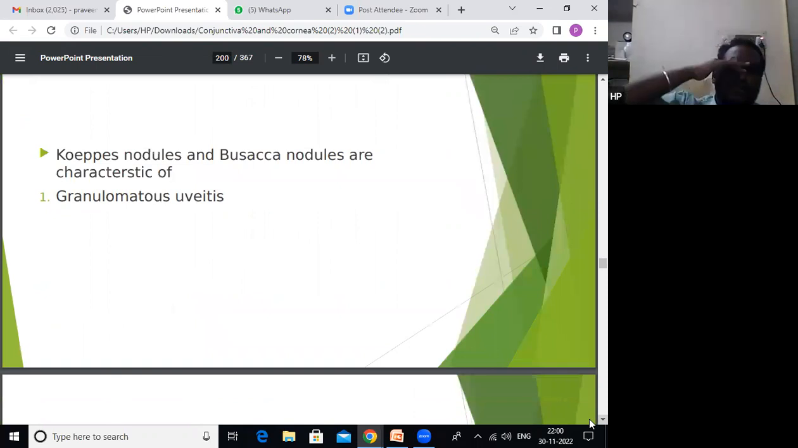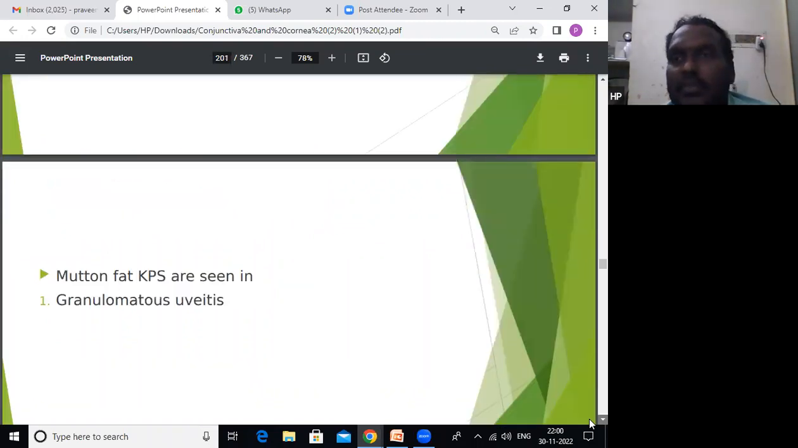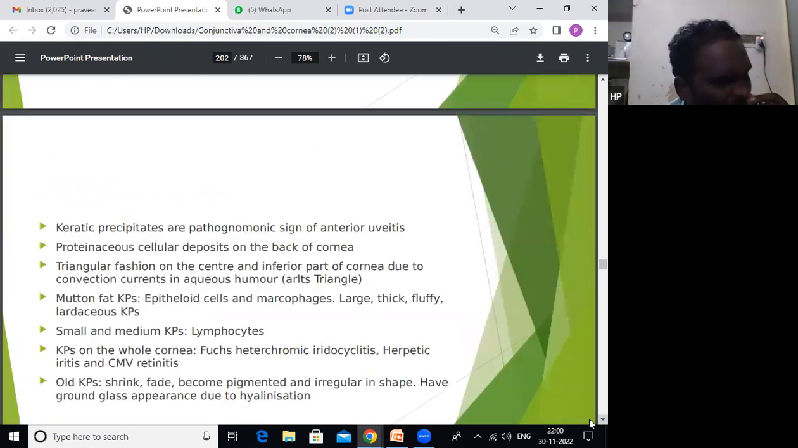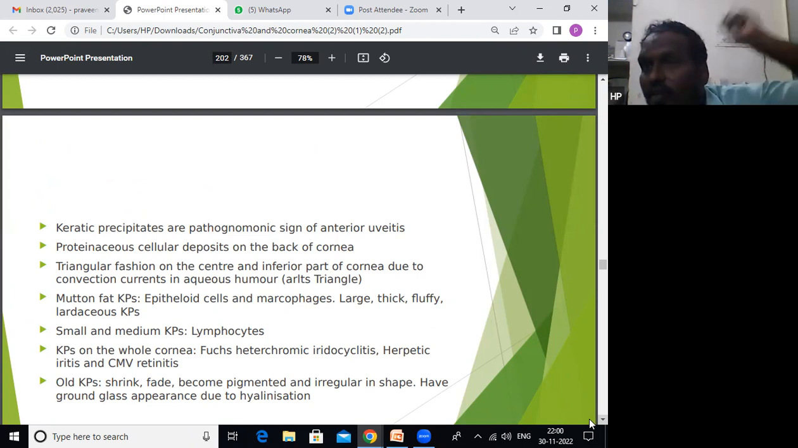Then you have Koeppe's nodules and Busacca nodules. We're going to the uvea. Koeppe's nodules and Busacca nodules are characteristic of granulomatous uveitis. Mutton fat KP is seen in granulomatous uveitis. KP is deposited in the portion of a triangle on the posterior surface of the cornea. What is the name of the triangle? It's called Arlt's triangle. What is Arlt's line? Subconjunctival scarring seen in trachoma is Arlt's line. Arlt's triangle is seen in uveitis.